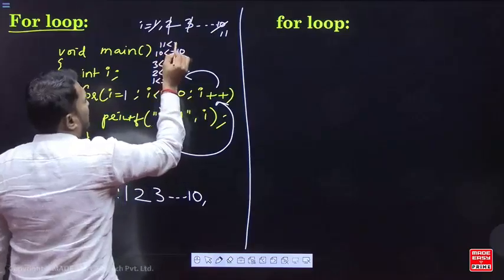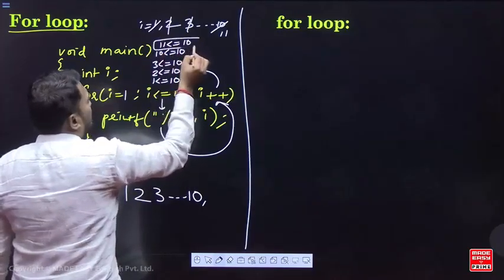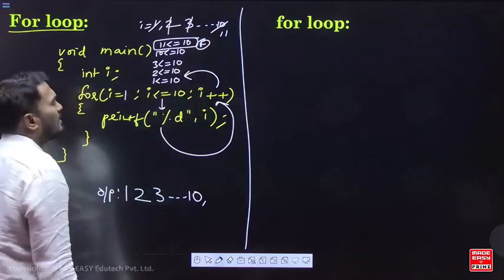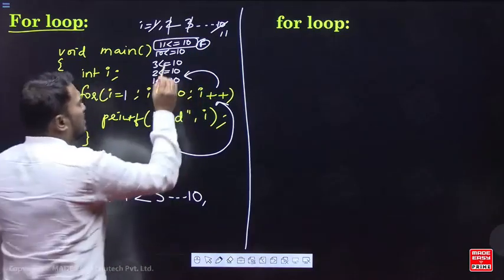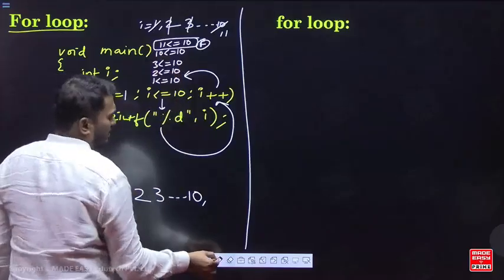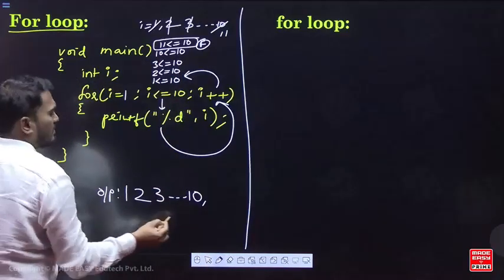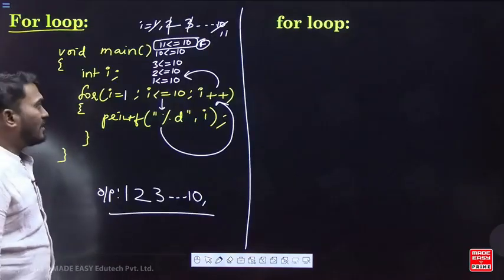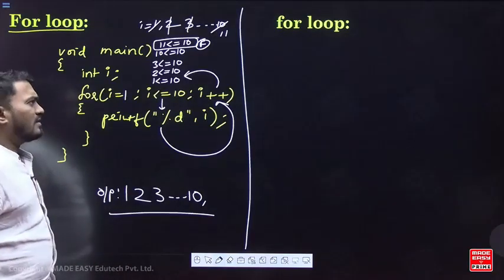Now 11 less than or equal to 10. True or false? False. So now the condition becomes false, and you come out of the for loop. Is that clear? So this is how it will print 1 to 10 numbers. Is this clear for everyone? Everyone written in the same manner.